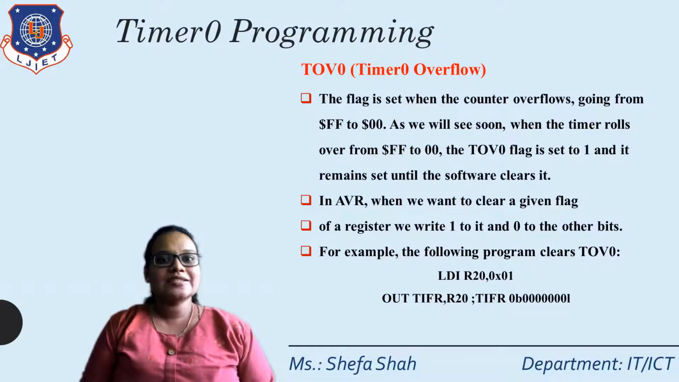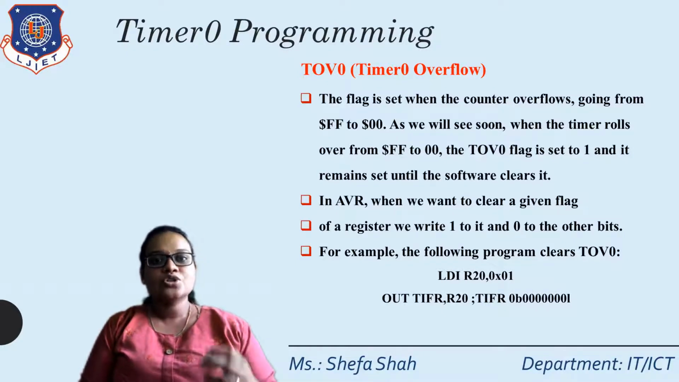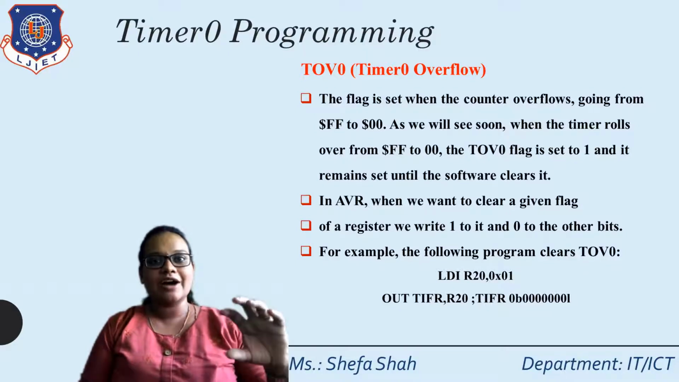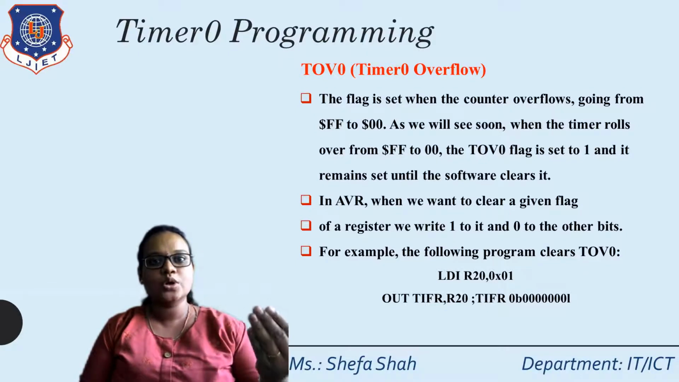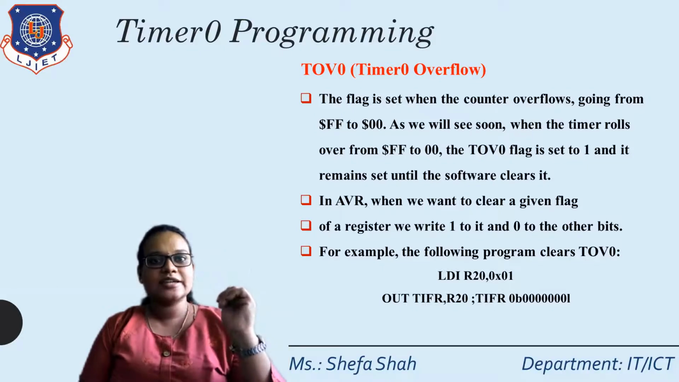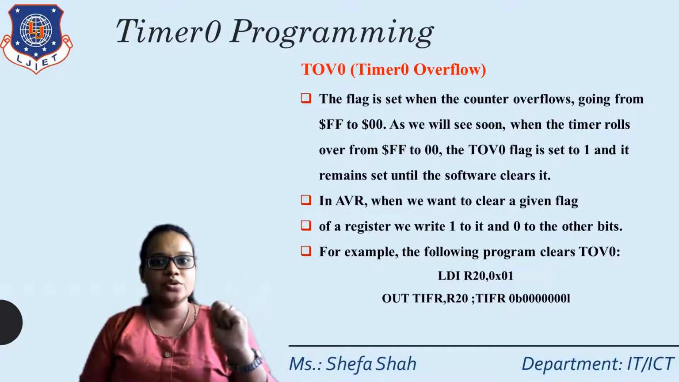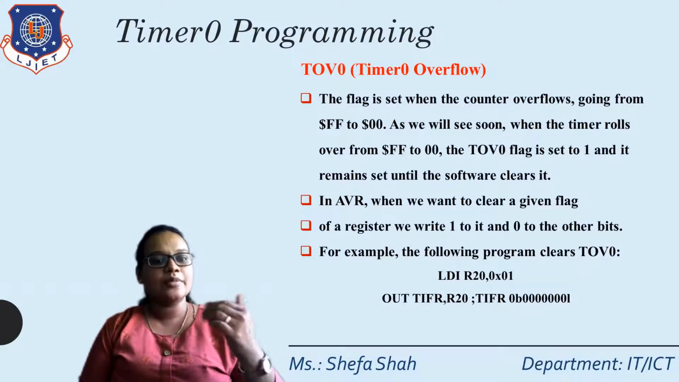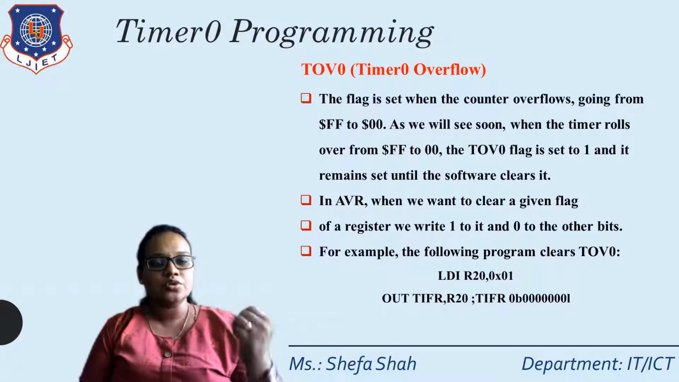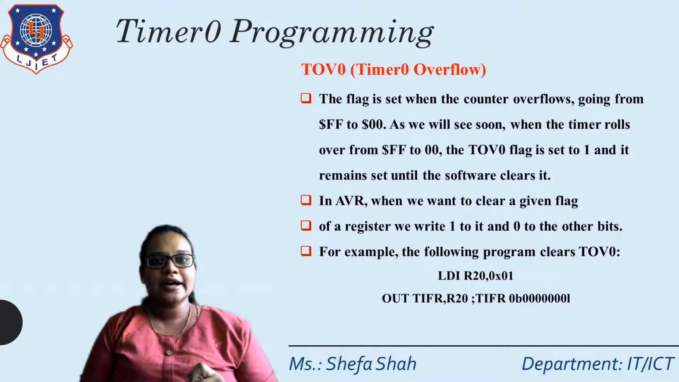This flag is set when the counter overflows going from FF to 00. Whenever there is a maximum count, the next pulse will go to the starting state, which is 00. Whenever this clock pulse happens, at that time the timer overflow flag will be set. As we will see soon, when the timer rolls over from FF to 00, the timer overflow flag will be set and it will remain set until the software clears it.